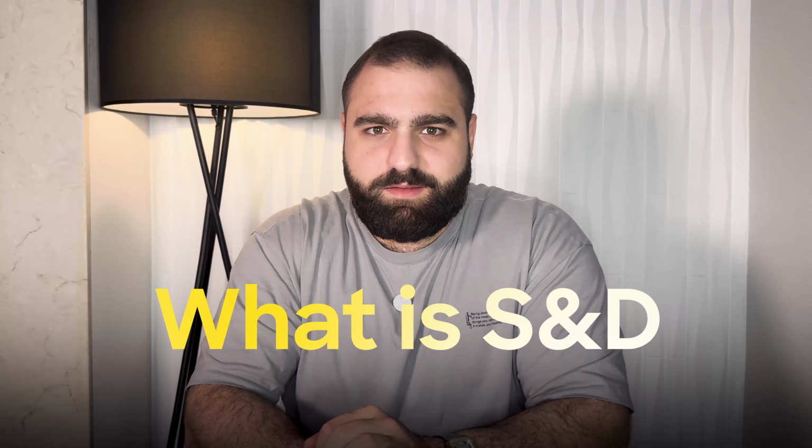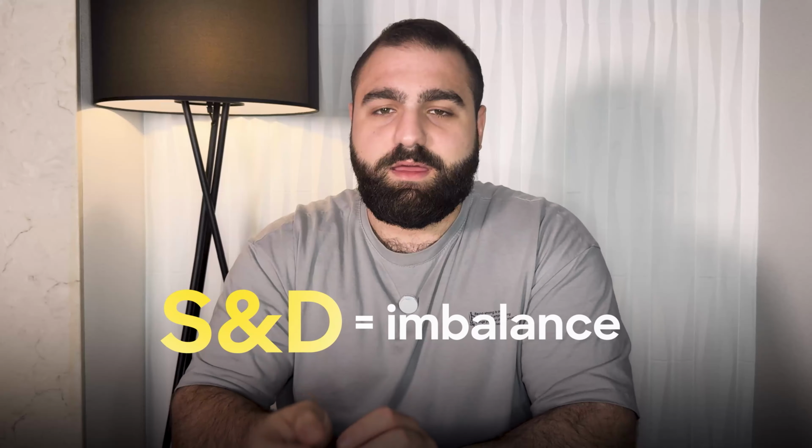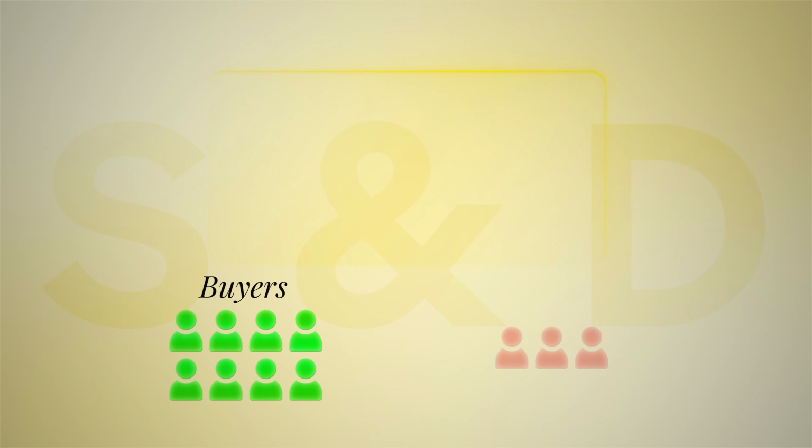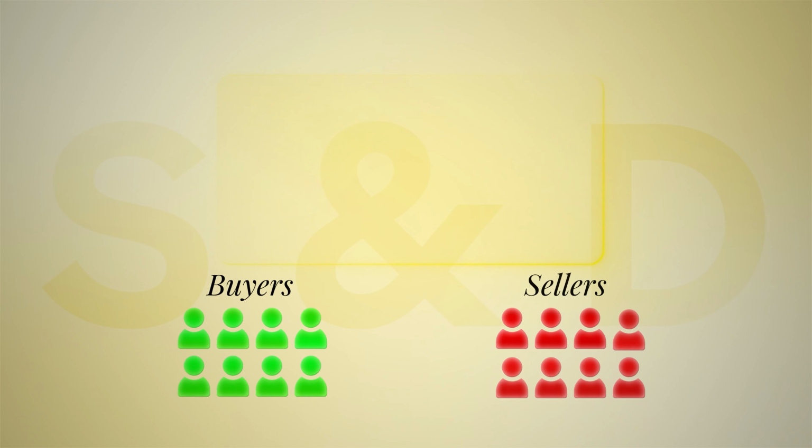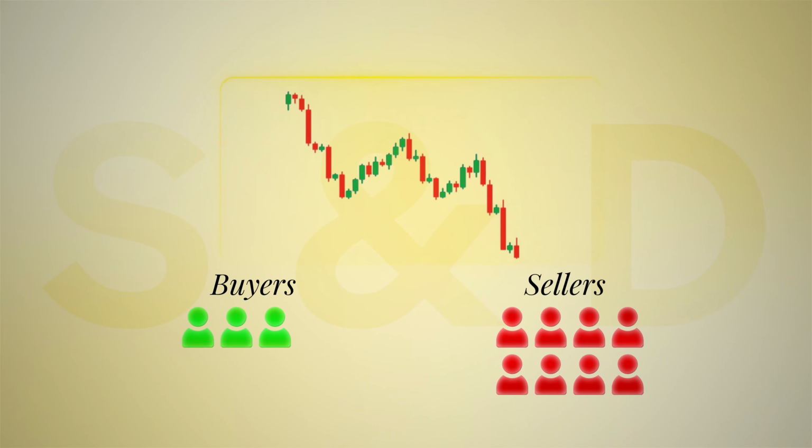So what is supply and demand? At its core, supply and demand are about one thing and one thing only: imbalance. Too many buyers and not enough sellers, price will go up. And vice versa is true. Too many sellers and not enough buyers, price will go down. It's very basic economics, just applied to the charts.